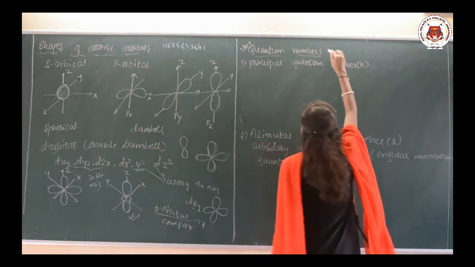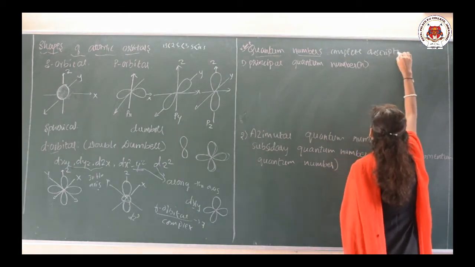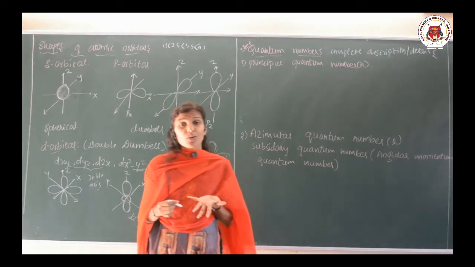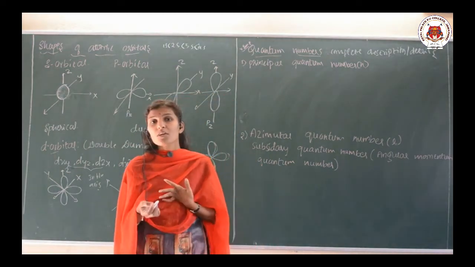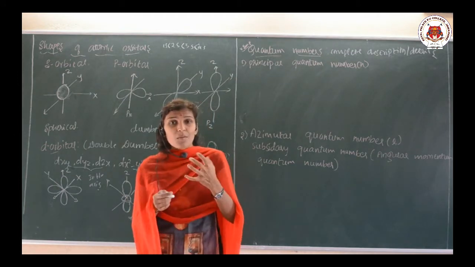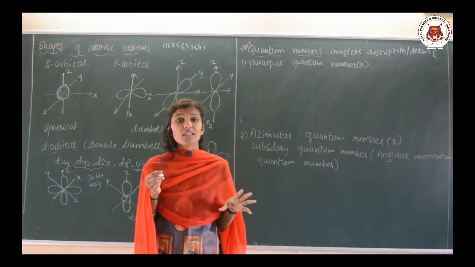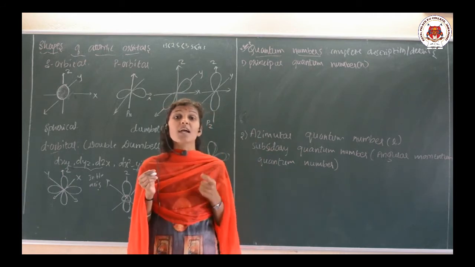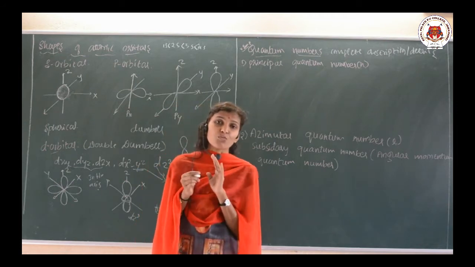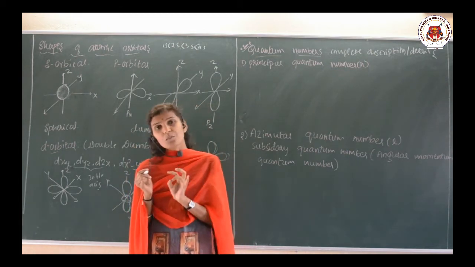A set of numbers which gives the complete details, description or information. Sometimes the question will be asked: what are quantum numbers? A set of numbers which gives the complete description about an electron, or the complete information regarding the structure of an electron and some other details regarding an electron. Such a set of numbers are called quantum numbers, and there are mainly 4 quantum numbers: principal quantum number, azimuthal quantum number, magnetic quantum number, spin quantum number.